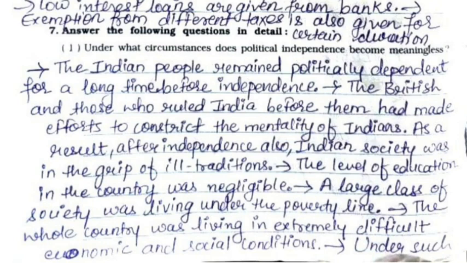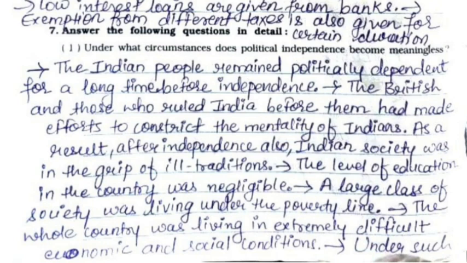Now we'll continue with question number 7, that is, answer the following questions in detail. First one is, under what circumstances does political independence become meaningless? The Indian people remained politically dependent for a long time before independence. The British and those who ruled India before them had made efforts to constrict the mentality of Indians. As a result, after independence also, Indian society was in the grip of ill traditions.